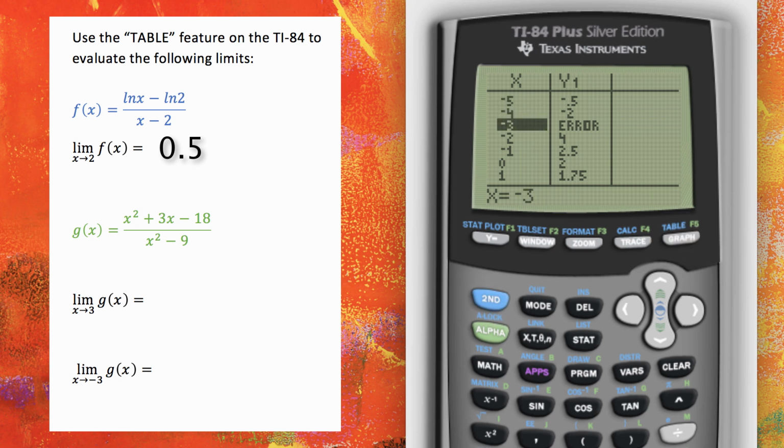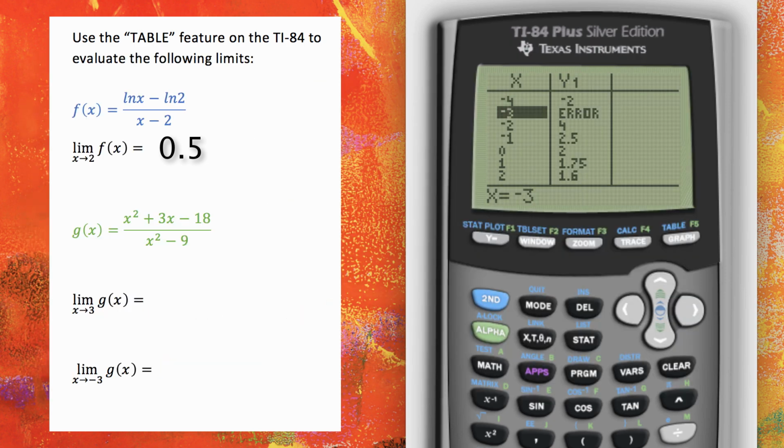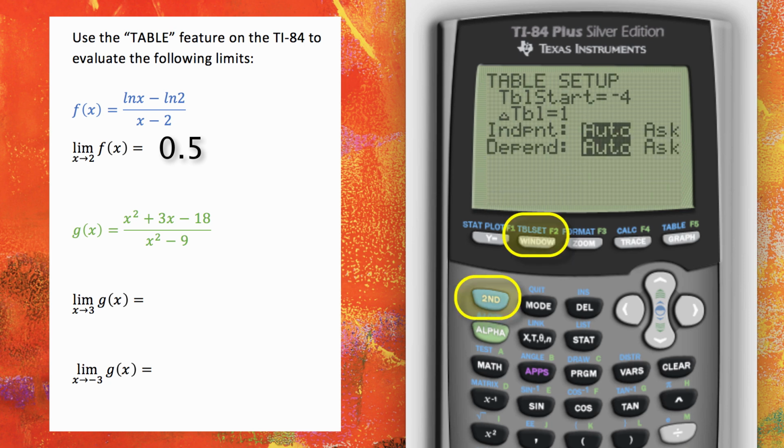We could determine this even without using the table because we have a rational function, and if we set the denominator equal to 0, we get the solutions +3 and -3. So the domain for the function g of x is all real numbers except 3 and -3. But again, even though those values are not in the domain, we can still evaluate the limit. That is, what is the function approaching as the x values get closer to 3 and -3? To see that better, let's adjust the settings.